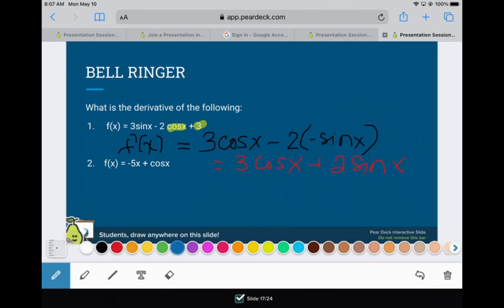Okay. All right, let's take a look at the second problem, f prime. Okay, I just want to review this one, negative 5x. If I'm taking the derivative of that, that would turn into just negative 5. Okay, so this is something that you forgot. You want to see me for help.